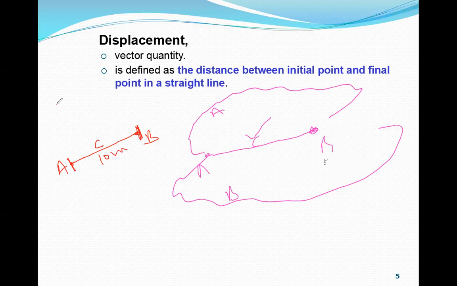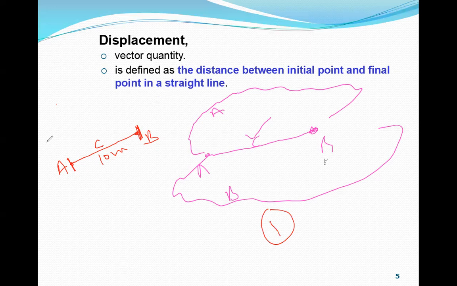Distance is always equal to or greater than the displacement. Got it? Okay. But how is it always greater? Distance is always greater and displacement is always lower. Yeah. Distance, in the first part, example number 1 here.